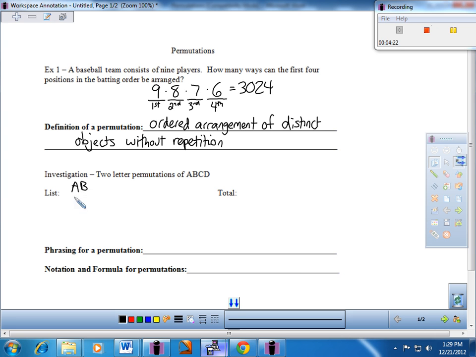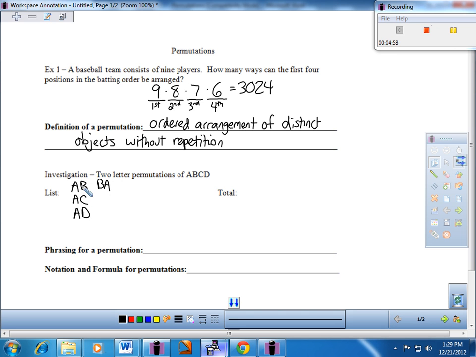Let's keep it moving along here. A and then C would be another permutation. A and then D would be another permutation. Now here's the one that comes up. As we look at this, this is actually a separate permutation from this one over here.